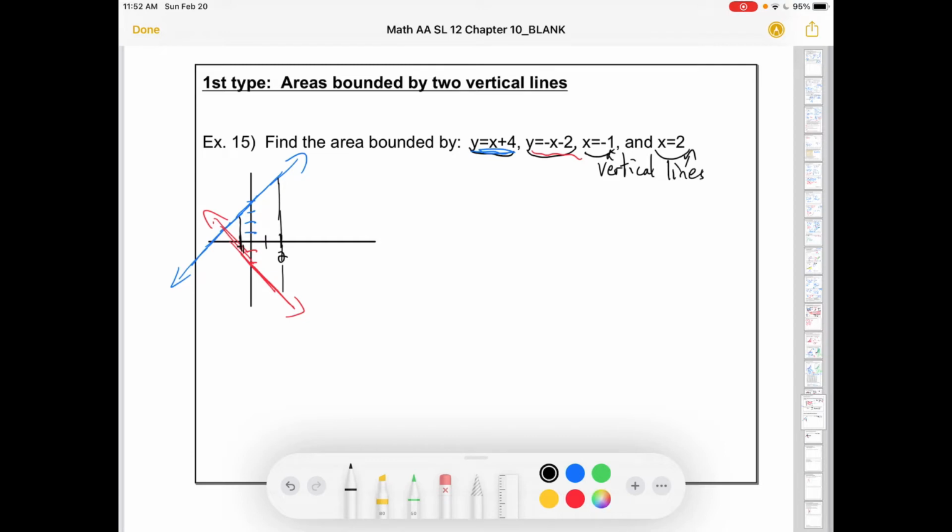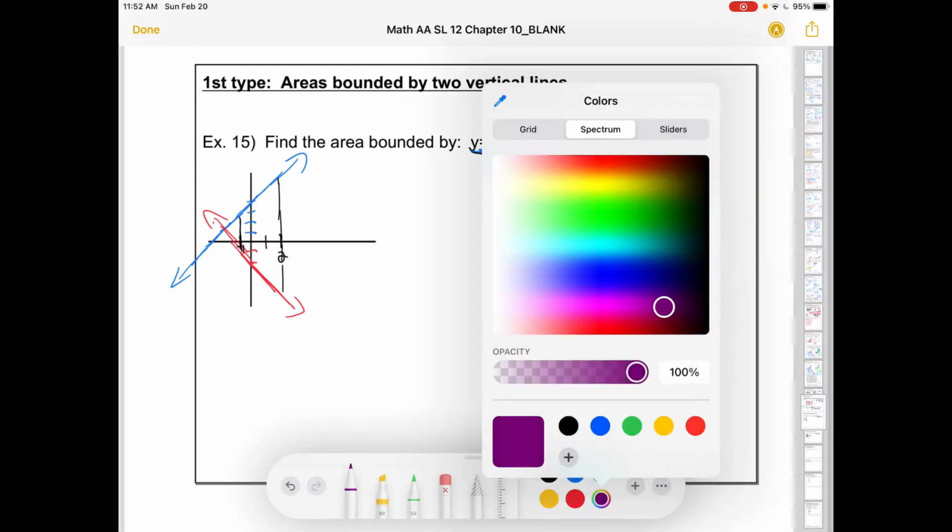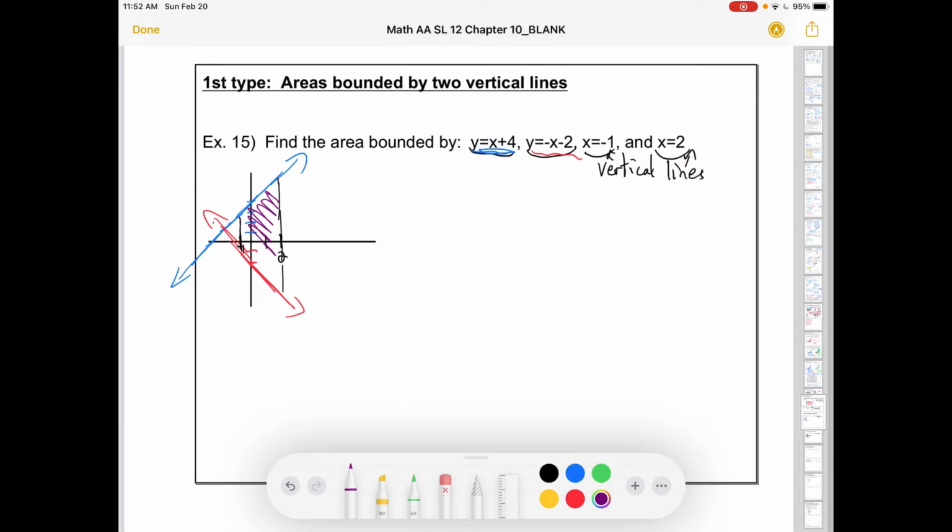So what I'm looking for, I'm going to do the area in my favorite color of purple. I'm looking for this area right here. And so I set it up. Area is the integral from the left boundary, which would be negative 1, to the right boundary, which is 2, of the top function, which would be in blue. So I'm going to use a bunch of brackets here just to be sure. Top function minus the bottom function, which is negative x minus 2, dx.